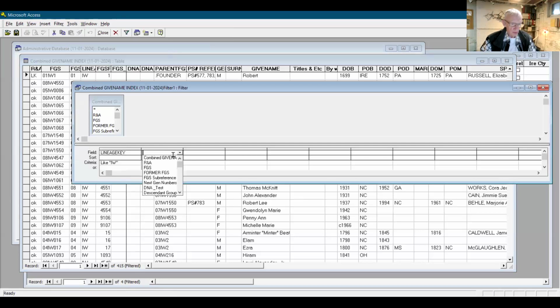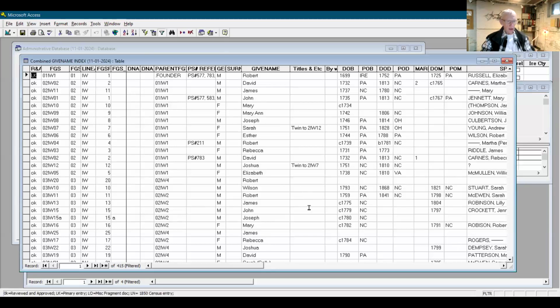Okay, let's do this here. I can only, okay, left, ascending, right, ascending, okay. Okay, there. Now I've sorted them.